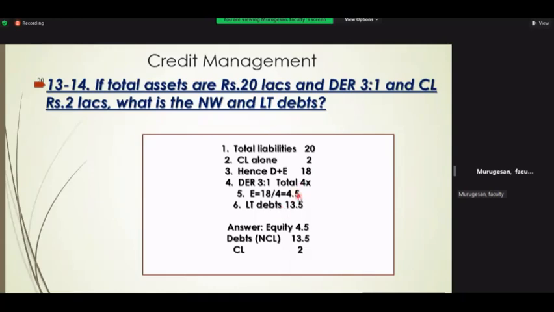That means E is 4.5. Long-term debts are 3 times more than that, 13.5. The total is 18. So 18 plus 2, 20. So everything matches. Equity is 4.5. Simple question. Long term debts are 13.5 because debt ratio is 3 is to 1. And CL is just 2 lakh. So the total balance sheet is ready.